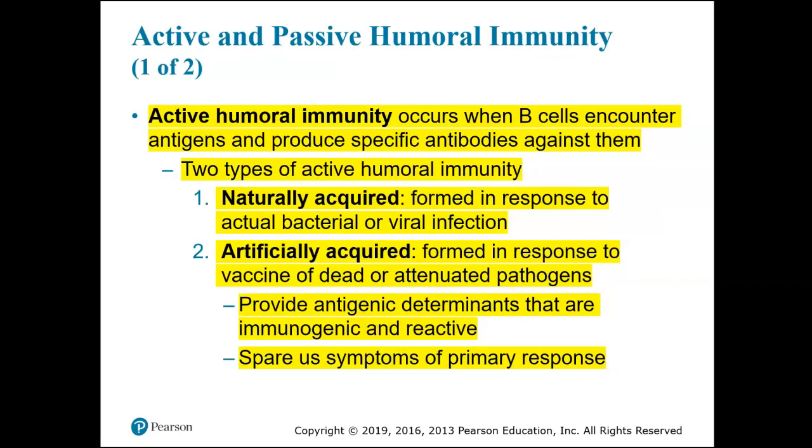All right, we have two types of humoral immunity. There's active and passive. Active occurs when B cells encounter antigens and produce antibodies against them. So there's naturally acquired, that is when you actually get sick from something, and then you're immune to it after that first sickness. And then there's artificially acquired, which is when we get a vaccine.